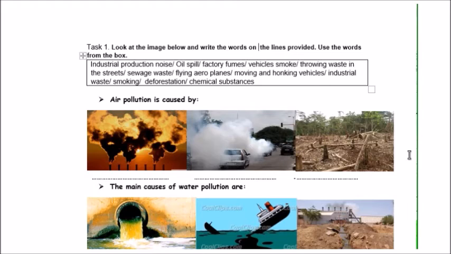Okay, here we have task number 1. It says look at the images below and write the words on the lines provided. Use the words from the box.